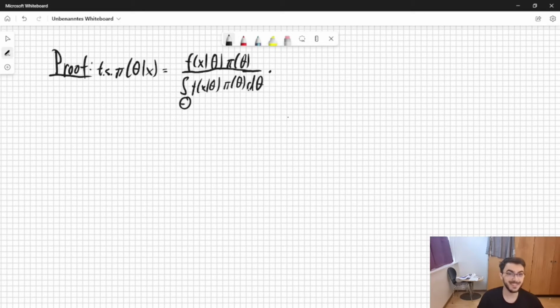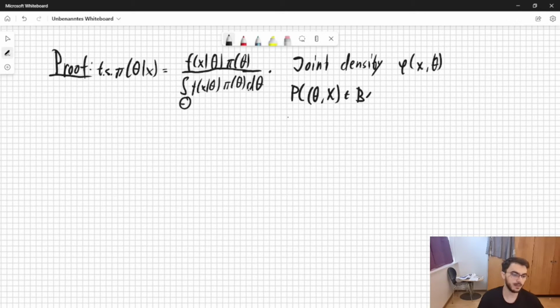So we want to prove this using the argument of a joint density. And a joint density, which doesn't always exist, is defined as a function, in this case our function phi, for which the probability of the joint vector theta and x being in some combination of measurable sets B and A is the double integral over these two sets over the density.